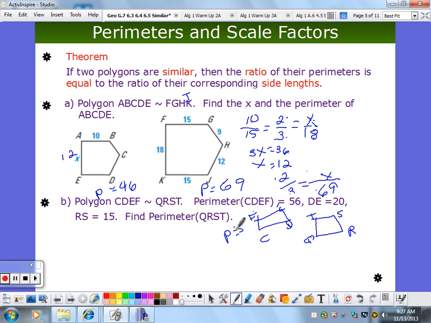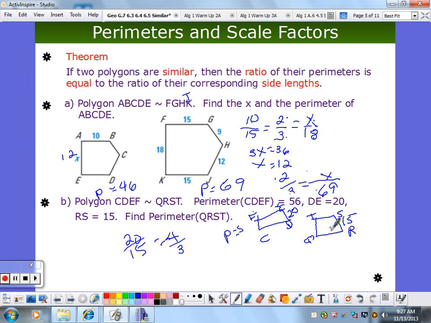D, E looks like 20. And R, S is 15. So these are corresponding sides. I can actually see it in the way it was made, D, E, R, S. So I can find the ratio, the scale factor. 20 over 15, which is 4 over 3? Is that right? I can't, this light's killing me, people. Okay, so that is the ratio of the sides.